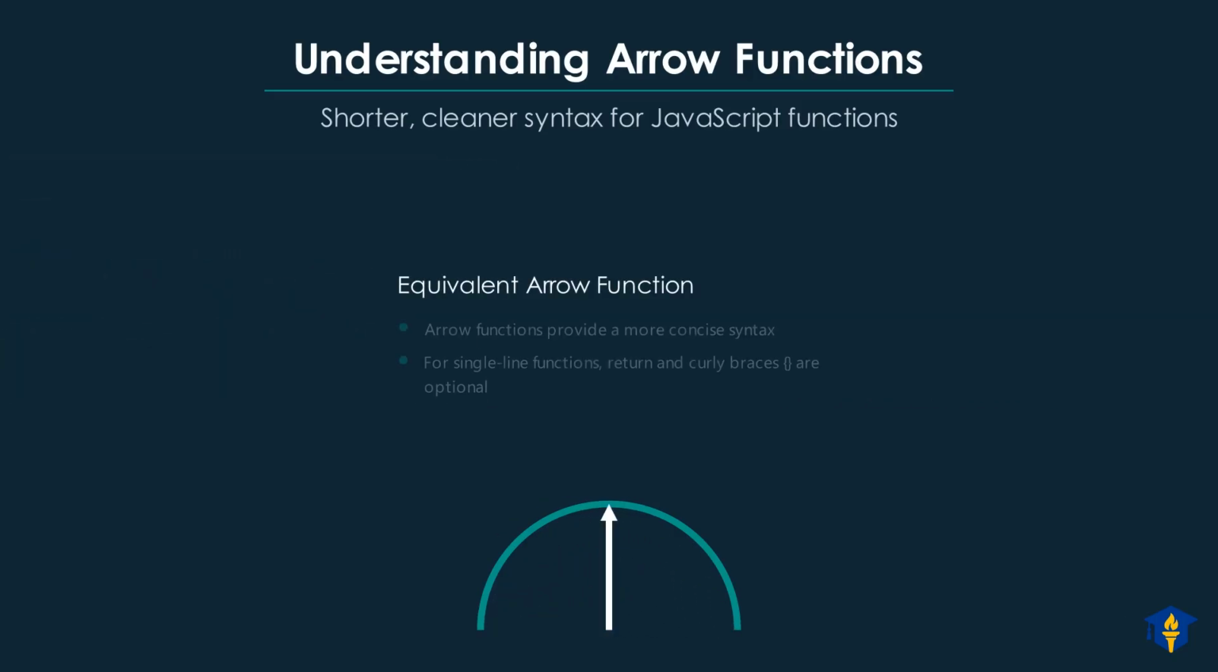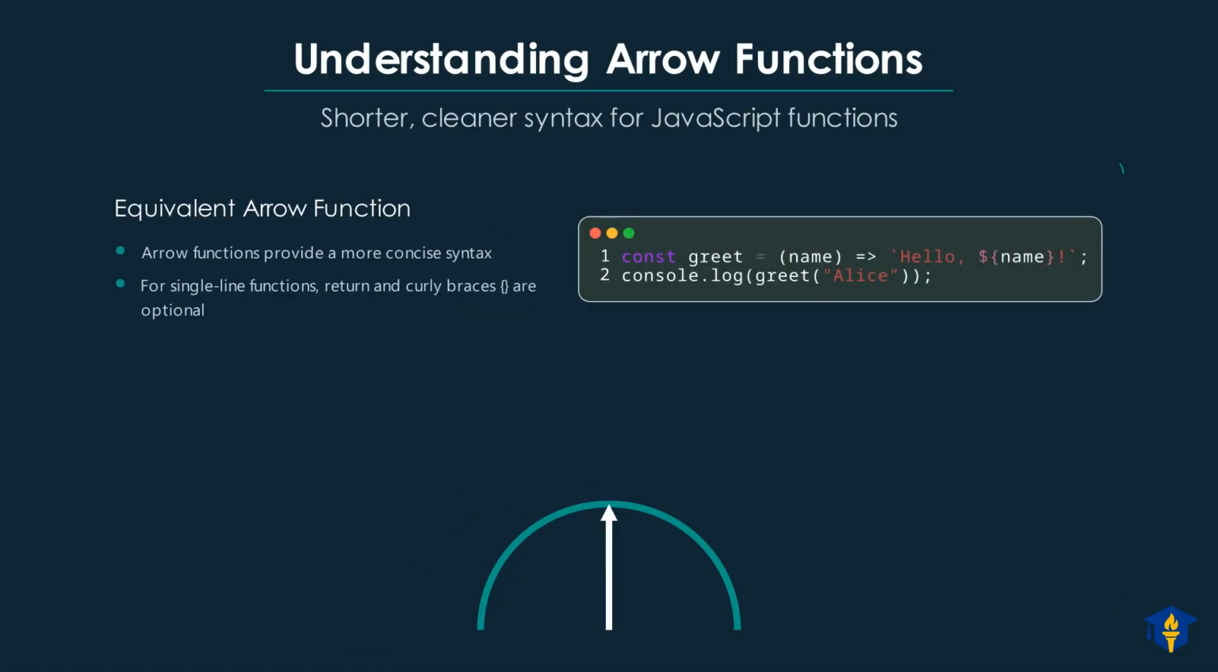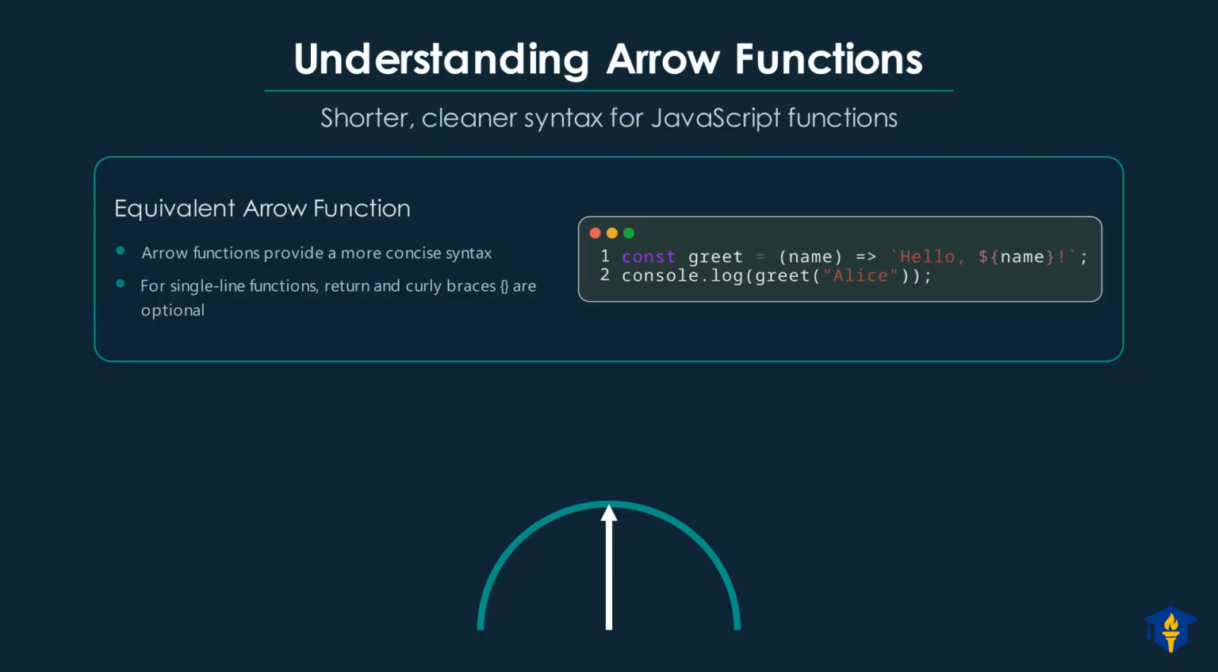Now, let us compare that to the equivalent arrow function syntax for the same functionality. Here, an arrow function offers a more concise way to define the same greeting function, often preferred for brevity. This code uses a constant variable, greet, to store an arrow function which takes a name and prints a greeting.